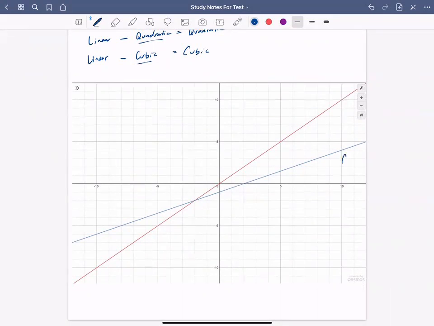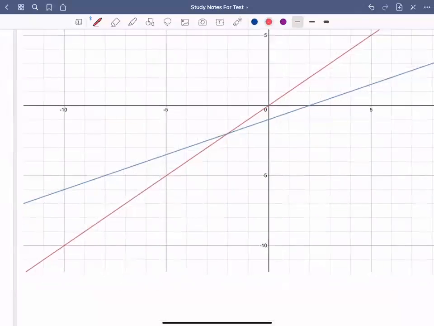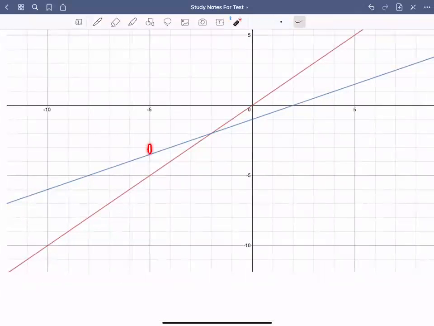So I should have written here, this is f of x, and we'll say that this is g of x. And let's say that we have f of x plus g of x. This is the function that we're going to graph. So what we do is we look for nice points. So let's look right here.